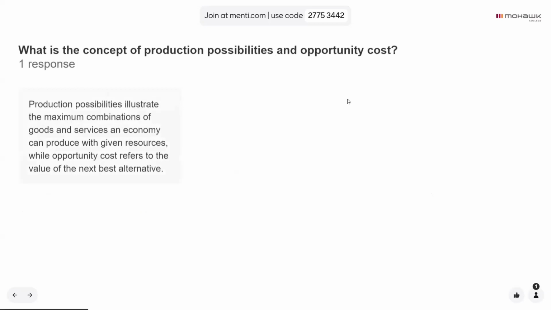Production possibilities illustrate the maximum combinations of goods and services an economy can produce with given resources, while opportunity cost refers to the value of the next best alternative. Yes. Opportunity cost is what we lose by choosing one option. Excellent.